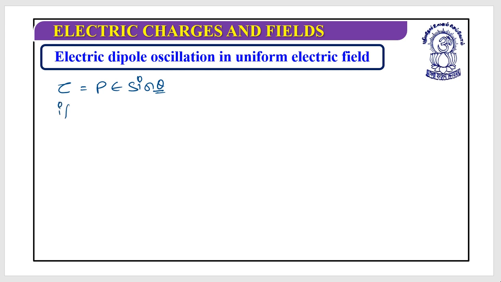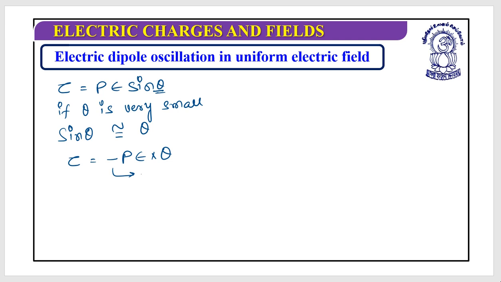So if theta is very small, then I can write that sine theta is approximately equal to theta. So what I can write is torque equals minus PE theta. Why minus? It is a restoring torque. So what I can get is torque equals minus PE theta.